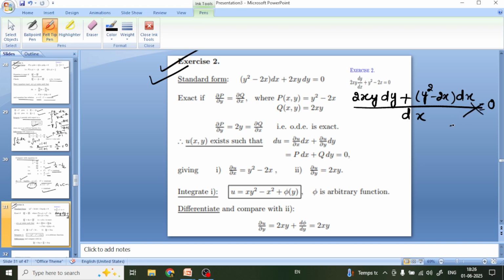When we cross multiply, what will we do? Cross multiplying gives 2xy dy, and (y² − 2x) dx. So P(x, y) is equal to y² − 2x, and Q(x, y) is equal to 2xy. Now write them in steps.